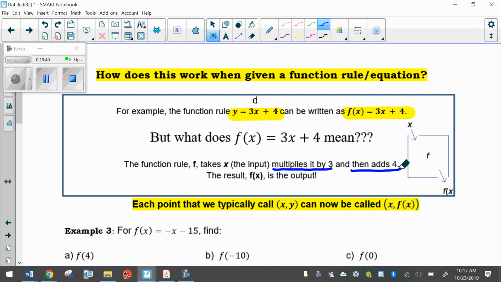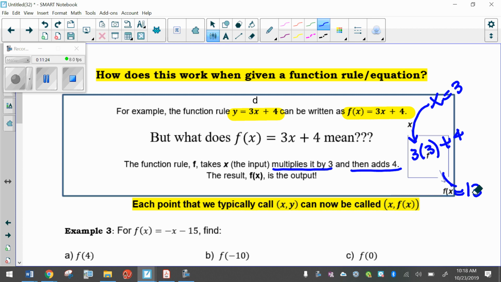So for example, let's say x equals 3. I put it into my function rule. My function rule says 3 times your x, so 3 times 3, and then plus 4. It goes through the machine, they do the computation, 3 times 3 is 9, 9 plus 4 is 13, and that's what pops out. That final answer is 13.